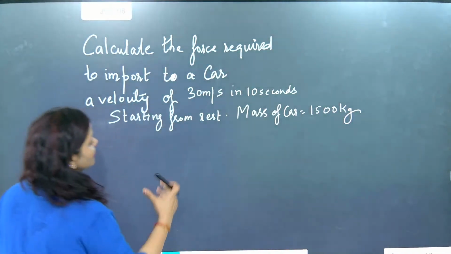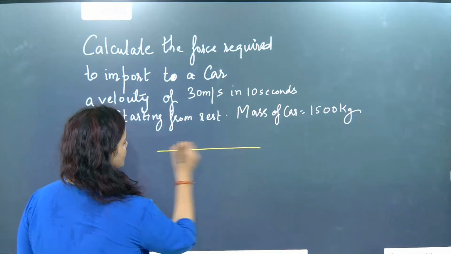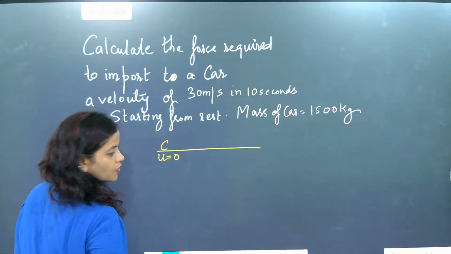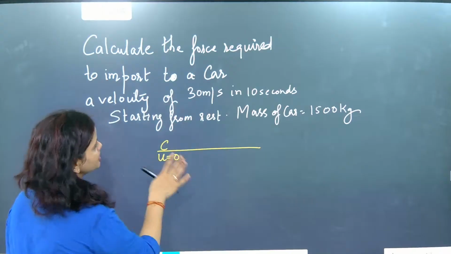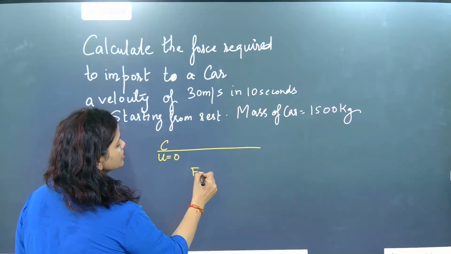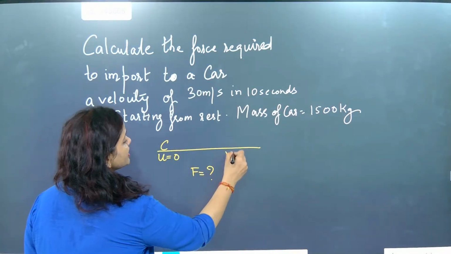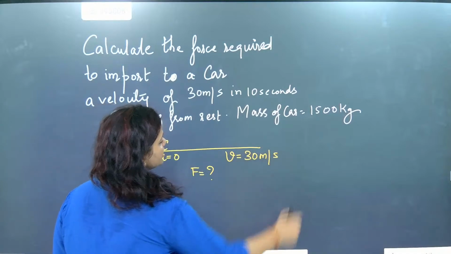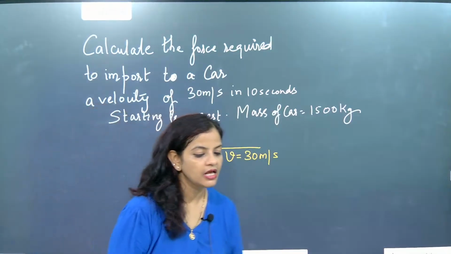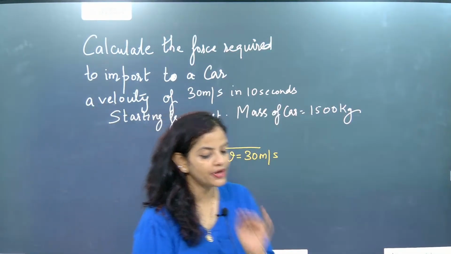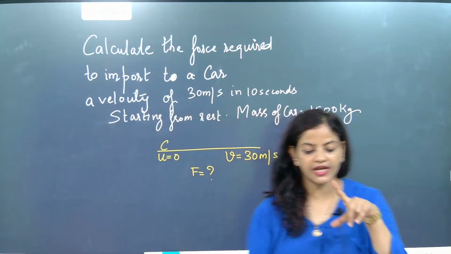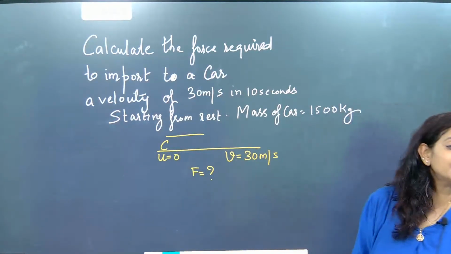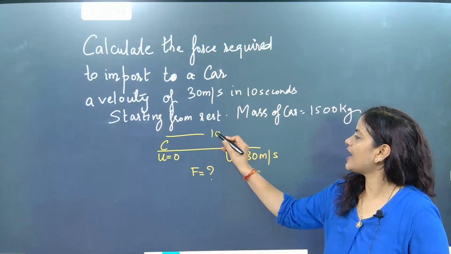Now beta, what is the initial velocity? See, this is a car. Starting with an initial velocity 0, and we have applied some force here. We don't know what force is applied on the car. Now the car came to a velocity of 30 meter per second. Since the car is starting from rest, rest means 0 velocity. Anything which starts from rest has 0 velocity. Now, how much is the time given? 10 seconds.